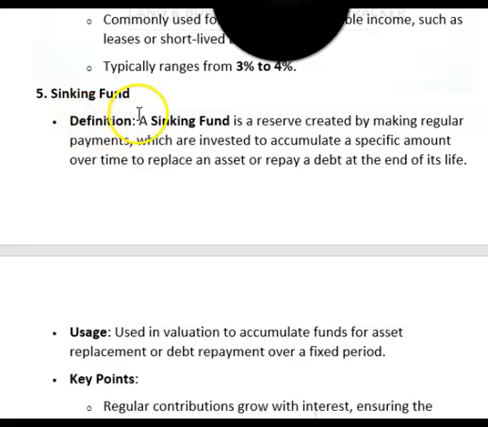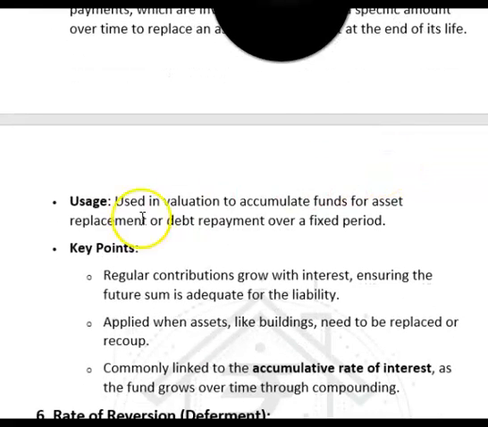Fifth, sinking fund. Already we have learned this in valuation of real estate. Here we are going again through the definition. A sinking fund is a reserve created by making regular payments which are invested to accumulate a specific amount over time to replace an asset or repay a debt at the end of its life. It is used in valuation to accumulate funds for asset replacement or debt repayment over a fixed period.